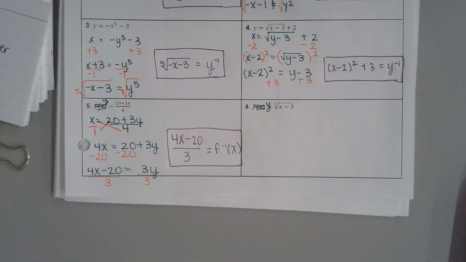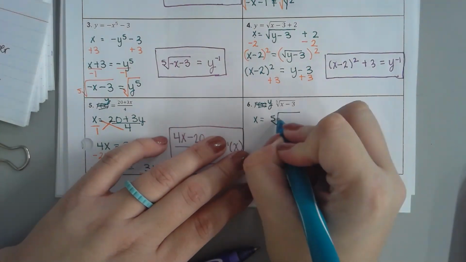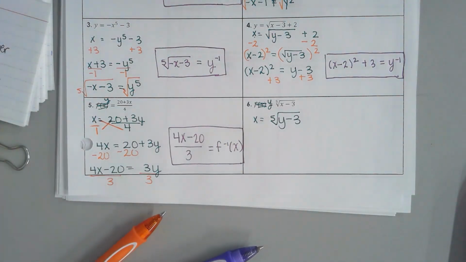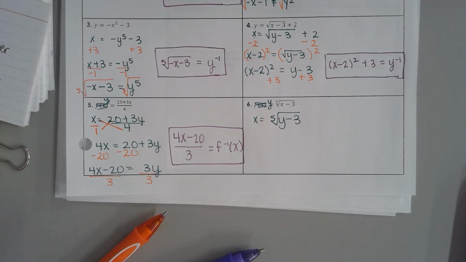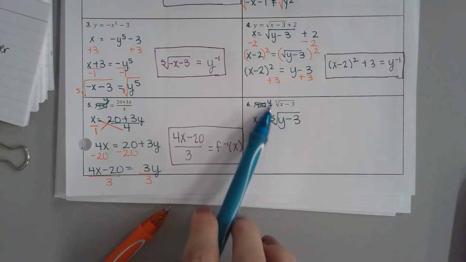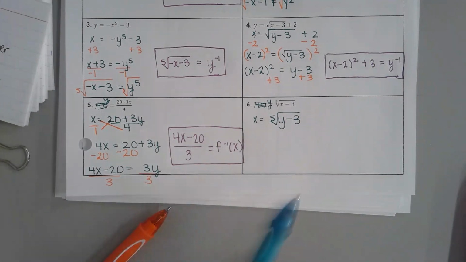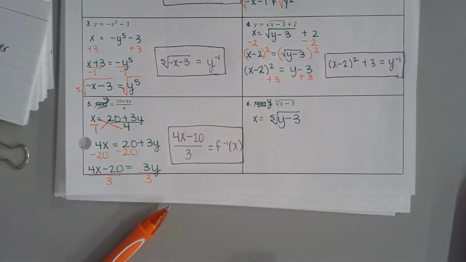All right, number 6. Switch your x and y. Do you have anything on the outside that needs to be added or subtracted? That 5 is part of this radical symbol. It's the 5th root. It's not 5 times the square root. So it's always tacked along with it. So nothing is on the outside that needs to be added or subtracted.